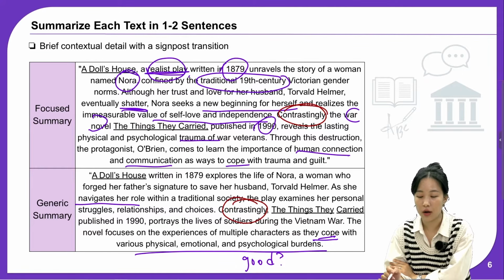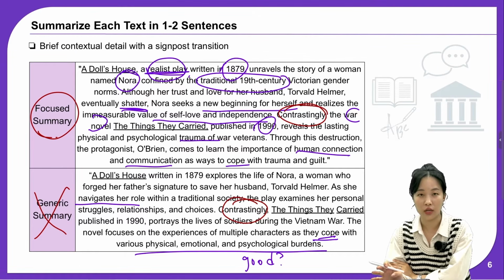And so that's what you don't want to do, right? The generic summary is something that you don't want to do. And the focused summary, right, is something that you want to actually utilize in your own writing as well.